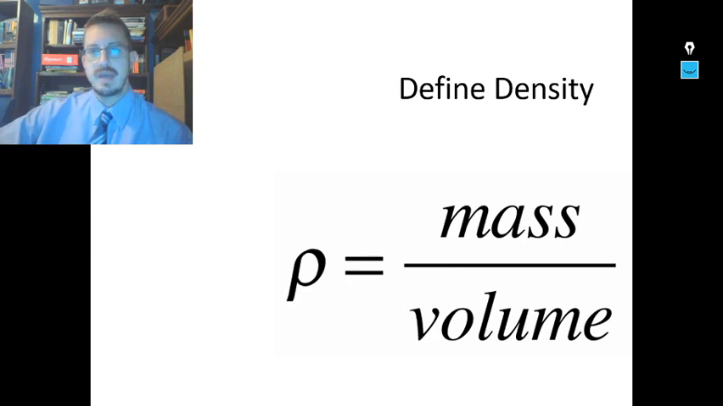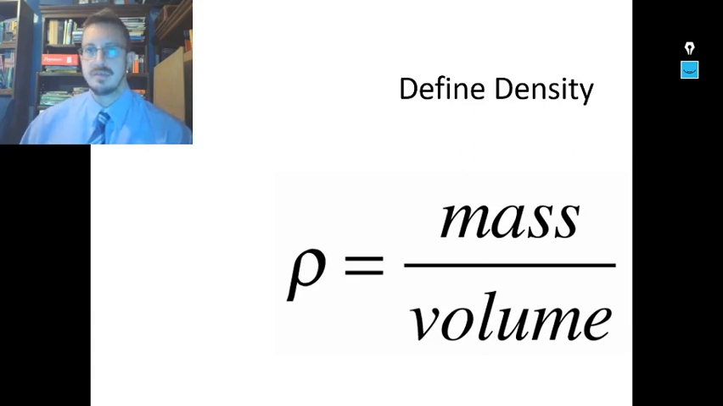Alright, density is the amount of matter in a given unit volume, or the amount of mass per volume. So mass is the amount of matter, and volume is sort of the amount of space. And so we're really thinking about density as how much matter we can fit into a given unit space. We know that we measure mass in kilograms, and we can measure volume in meters cubed.